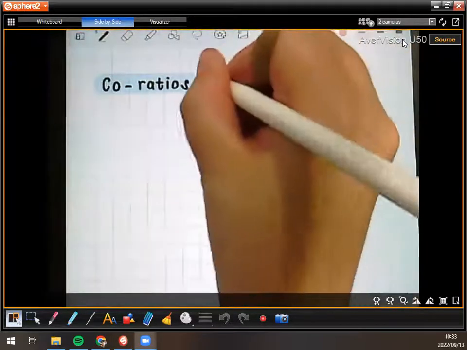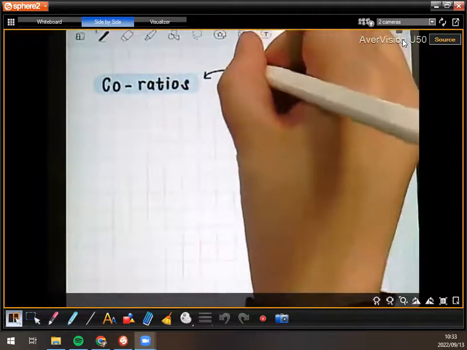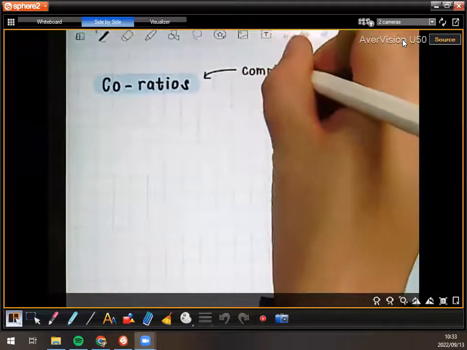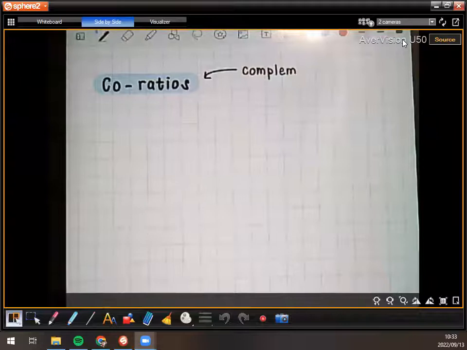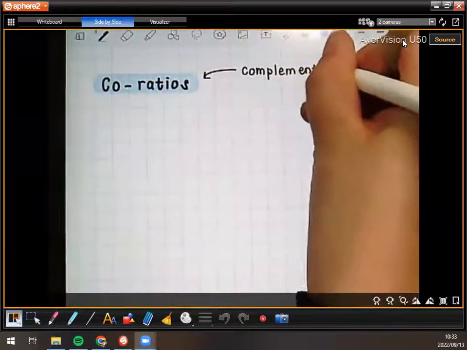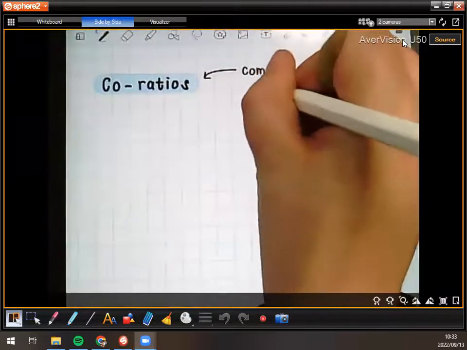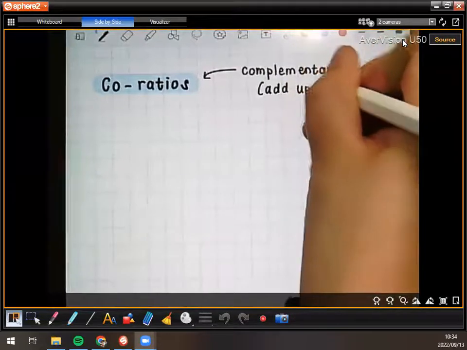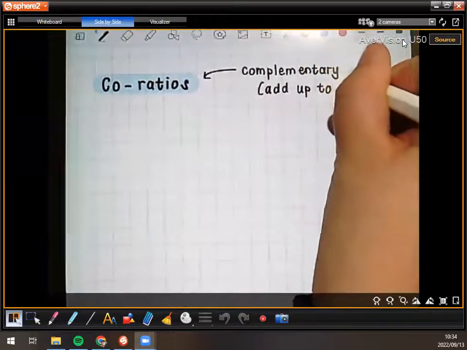Do we remember what complementary means? The two angles of complementary, what do they add up to? 90. Supplementary is 180. Complementary is 90. Yes, supplementary is 180. So complementary is add up to 90.